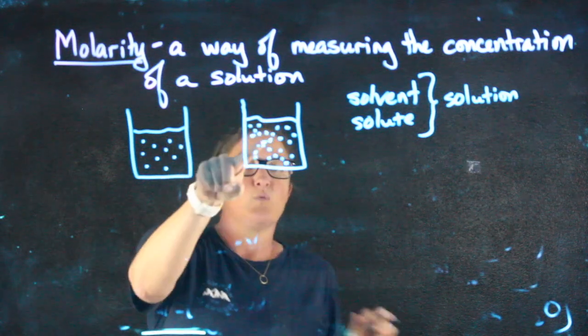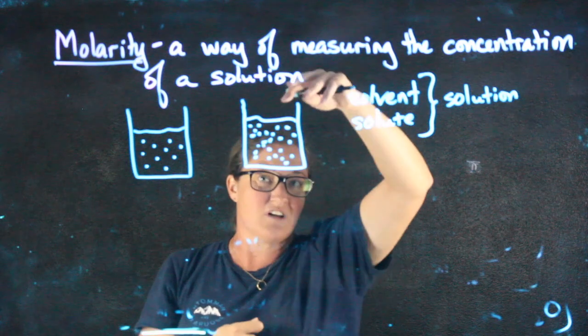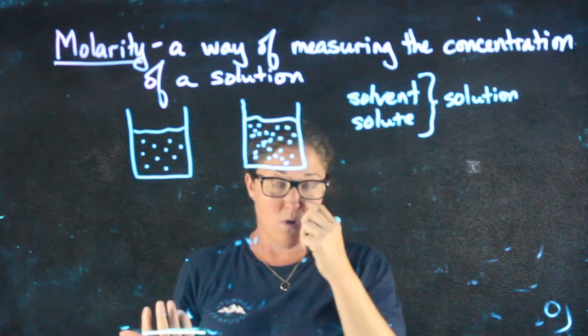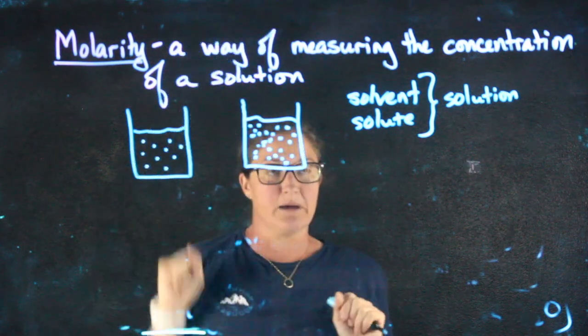How can I make this one less concentrated? I couldn't do it by adding more solute, and it'd be really difficult to take some solute out if you picture it as something like salt water. But I could add water to it if I wanted to spread those particles out some.